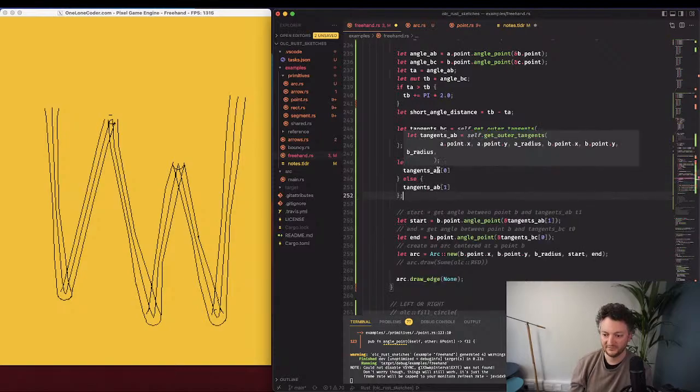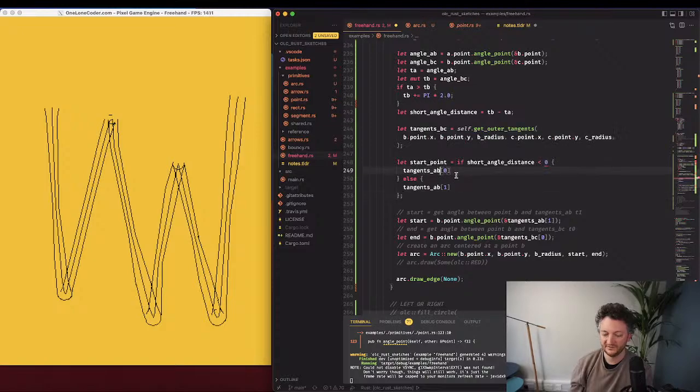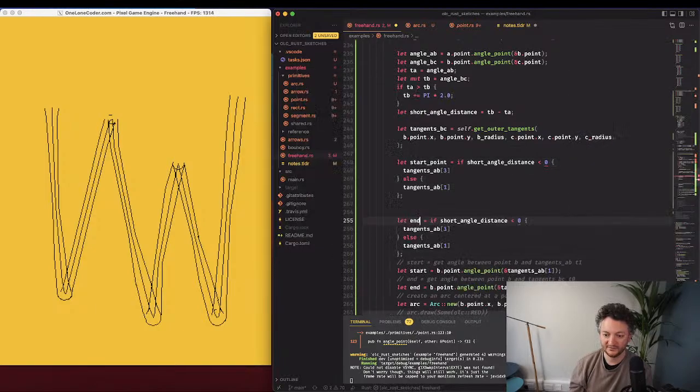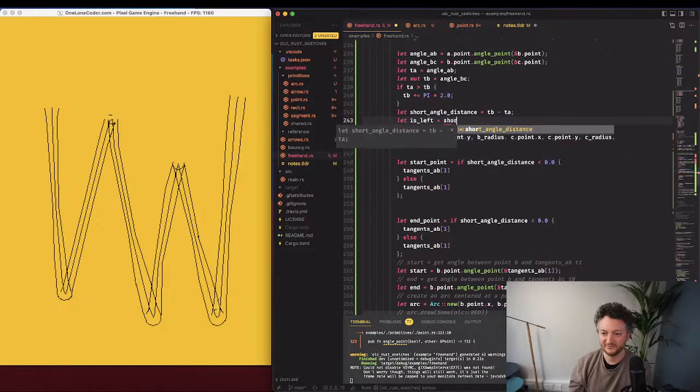AB 0, otherwise it is actually AB 2. But we're going to start it from 1, so it's really 3 or 1, and then that endpoint. I think this is right. I think this is like, well, hold on a second. That is left equals short angle distance less than 0.0. I think that's right.